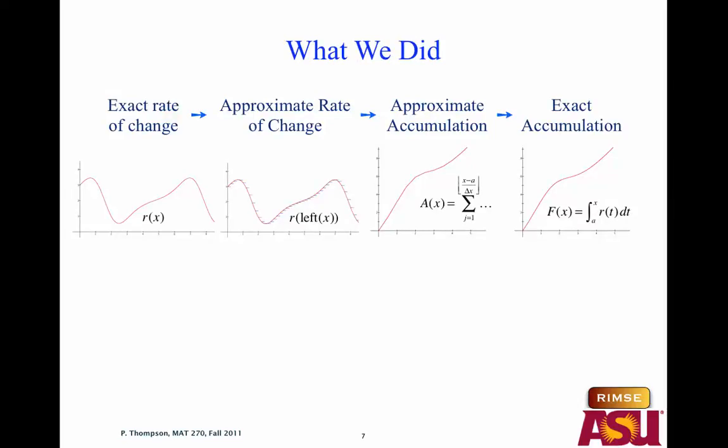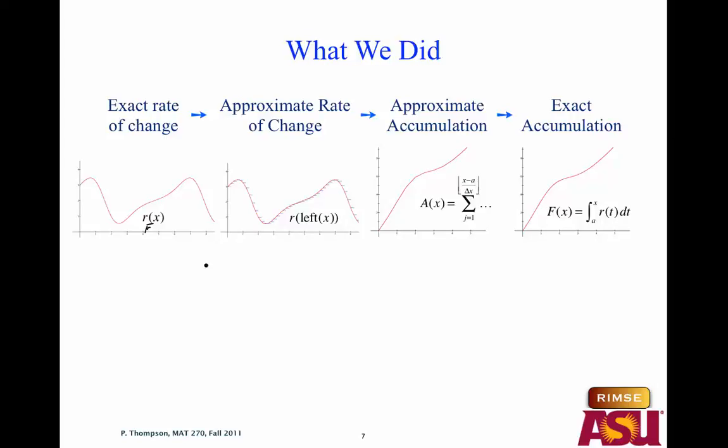What we did: exact rate of change, approximate rate of change, approximate accumulation, exact accumulation. But notice we just did that, we just reviewed that temperature problem. And what happened? I gave you exact rate. This should be R sub something, R sub F. So just for clarity's sake, our notation, this should be R sub F, right? Exact rate of change, R sub F. Okay?